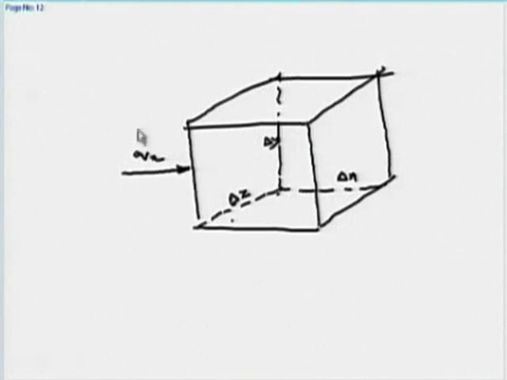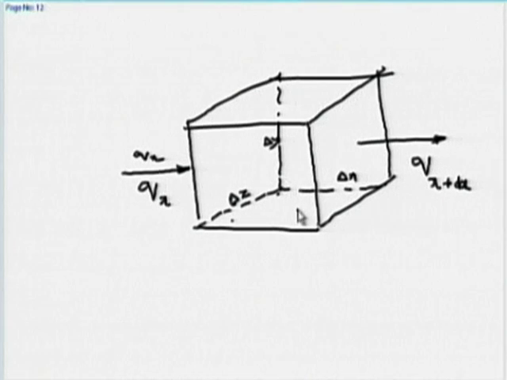You mean to write q x, this is in the x direction, and which is getting out, let me call that as q x plus dx. And in the y direction it would be, before we go to the y direction, let us understand what is q x in the x direction.